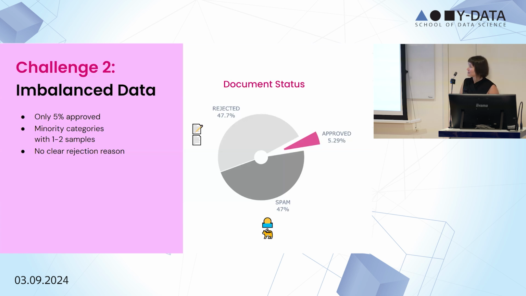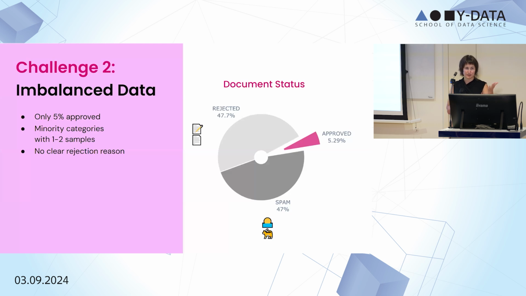And the other challenge that we faced, and I think it was the biggest challenge in this project, was that the rejected documents were not labeled as I would want them to be labeled. Namely, they did not have a clear rejection reason. And I can explain to you why it's not very good for the model.